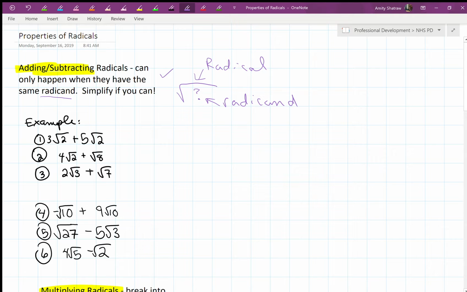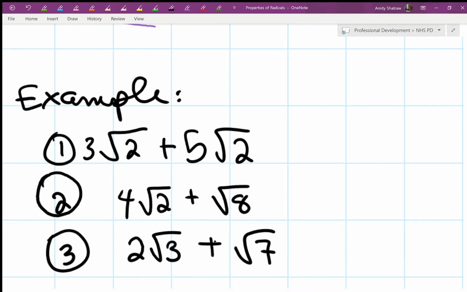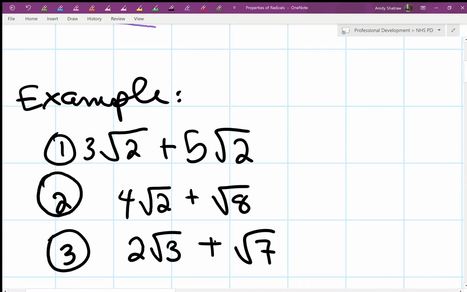So when I'm looking at example number 1, and I'm going to zoom in on it right here. If you need to pause the video so you can write down vocabulary, feel free to pause anytime. So I've got a square root of 2 and I've got a square root of 2. They're both the same. That means I can actually add these things. And I would say there's a 3 out in front here. There's a 5 out here in front. The way I say this, and this is important, is that I have 3 square roots of 2 and I'm adding 5 square roots of 2. And that means I have 8 square roots of 2.